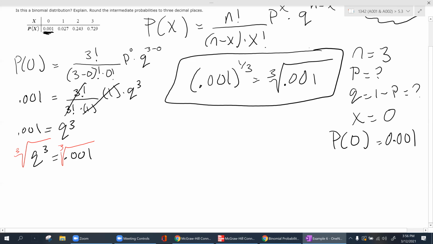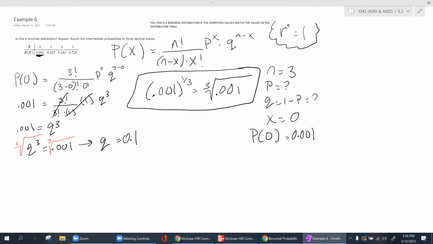So let's find out what q is. We say 0.001 raised to the 1/3. If your calculator already has a cube root function, that's okay. So this means my q is 0.1. Hey, I'm almost there. I know what q is, 0.1. And remember, the formula was q is equal to 1 minus p. So 0.1 is equal to 1 minus p, and now you can solve for p.